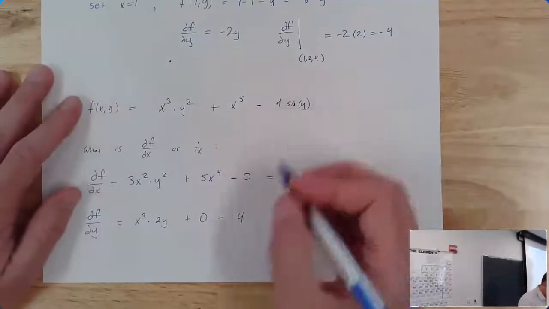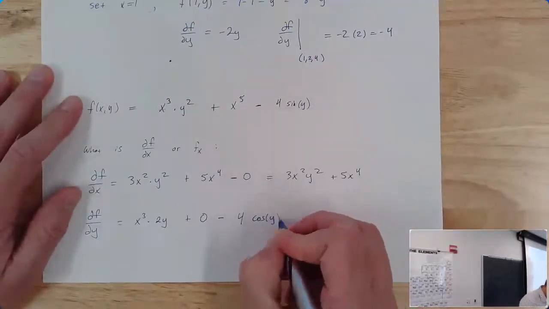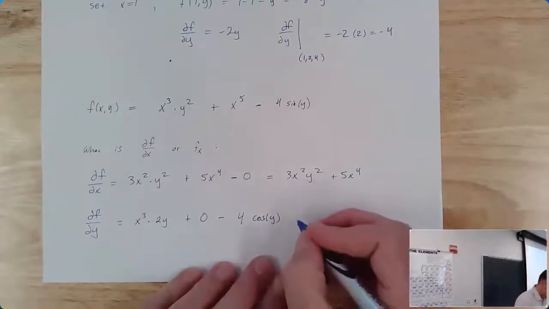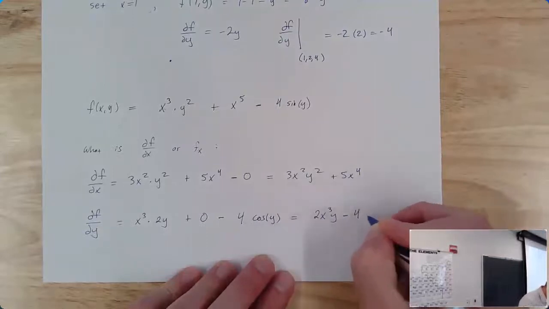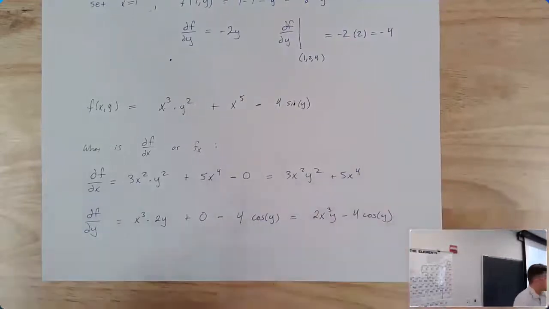And then the derivative of sine of y is cosine of y, and I would then rewrite this as 2x cubed y minus 4x cubed cosine of y. That would be the partial derivative of that with respect to y.